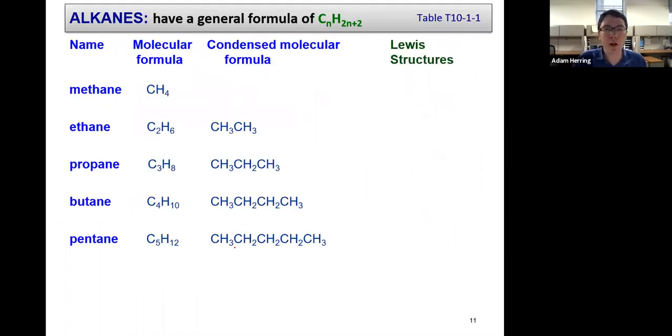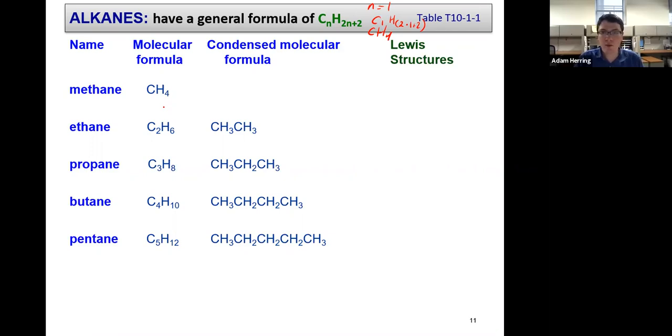So let's now delve more into alkanes. Alkanes have a general formula of CnH2n+2. So for an n value of 1, this would be C1H(2 times 1 plus 2), or CH4.